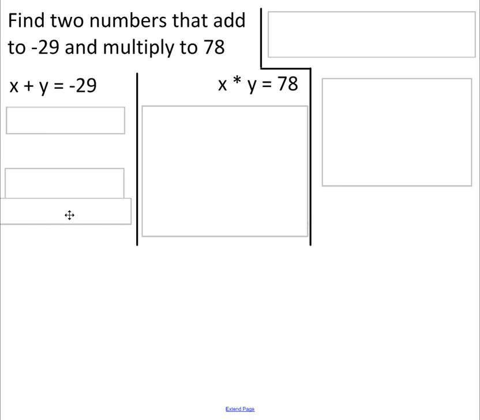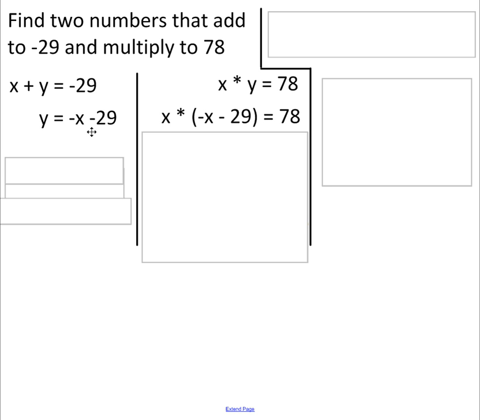Now, if I want to get this in a quadratic and be able to solve it, I need to eliminate one of my variables, and I'm going to use substitution to do that. So I'm going to solve for y so that I am left with only x's in my equation. To do that, I subtract x from both sides, and I end up with y equals negative x minus 29. I'm going to substitute that into my original equation for y, so that I get x times the quantity negative x minus 29, all equal to a positive 78.